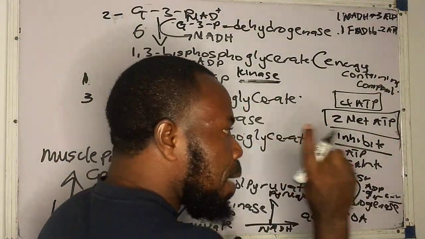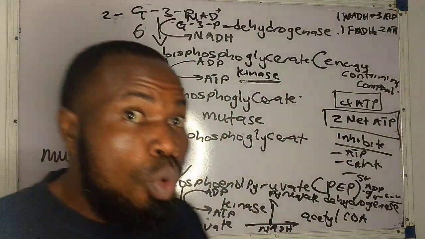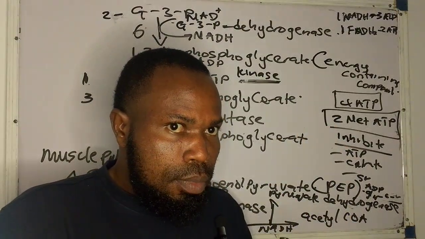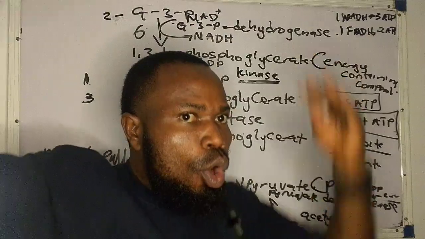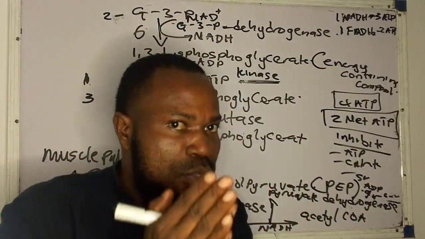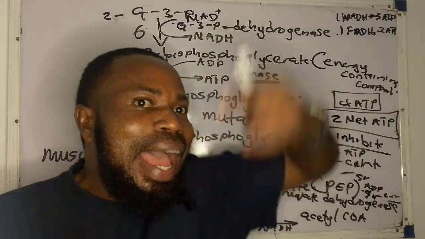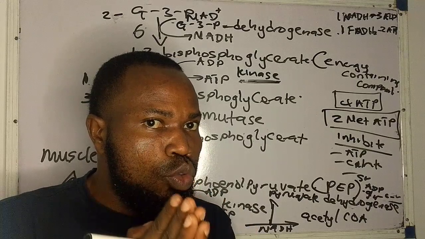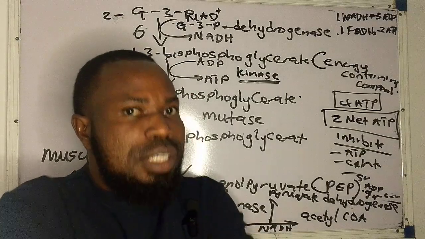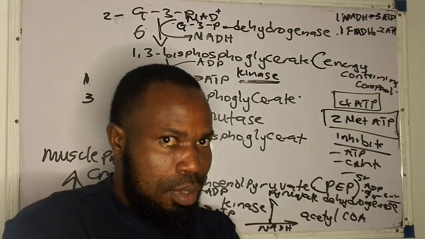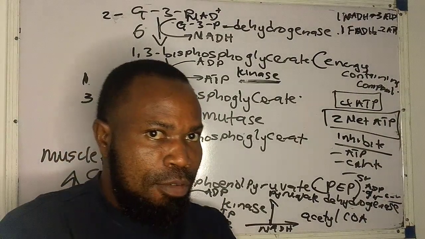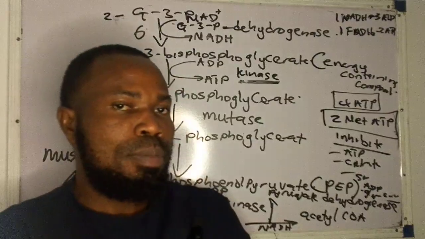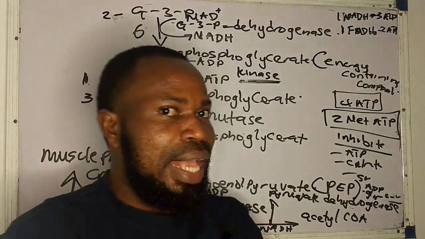But remember, insulin and glucagon have a role to play in the glycolytic pathway. Low insulin and high glucagon inhibit the glycolytic pathway, but high insulin increases the glycolytic pathway. So insulin and glucagon have a role to play when it comes to glycolysis. So you have fully seen the glycolytic pathway: the steps involved, the enzymes involved, how it is inhibited, the regulatory step, the committed step, the number of ATP produced, and what stages produce the ATP.